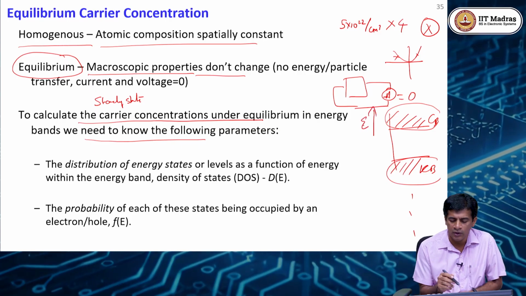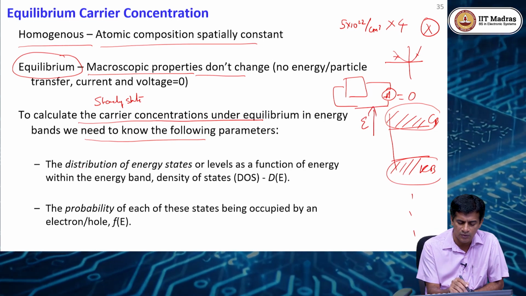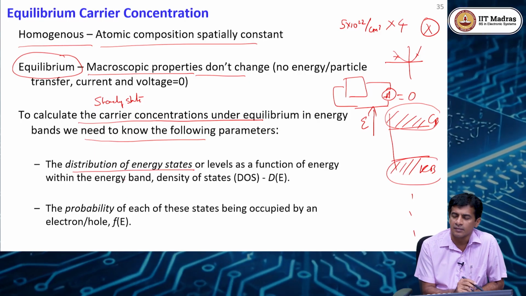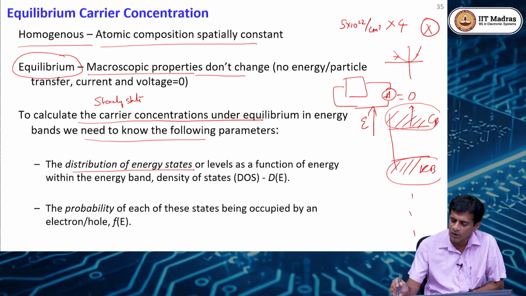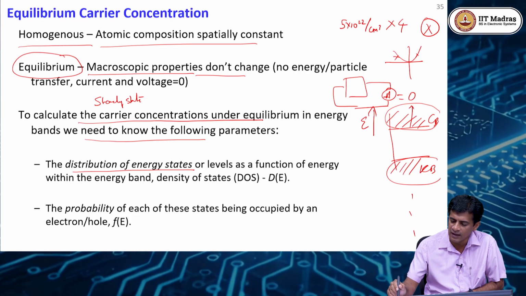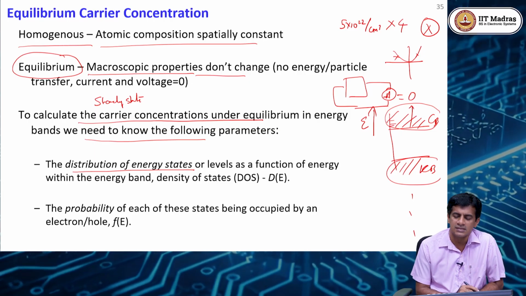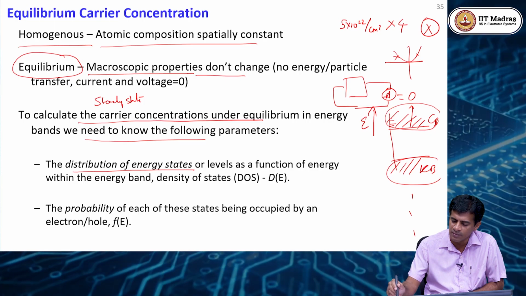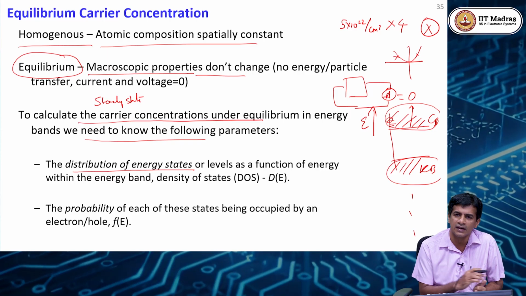In order to calculate the number of electrons in the conduction band or the holes in the valence band, first we need to know the distribution of energy states within the band. For example, if you go higher in energies, suppose we want to place an electron, how many positions are there? The second thing is, what is the probability of an electron to occupy that state? So we need two things.